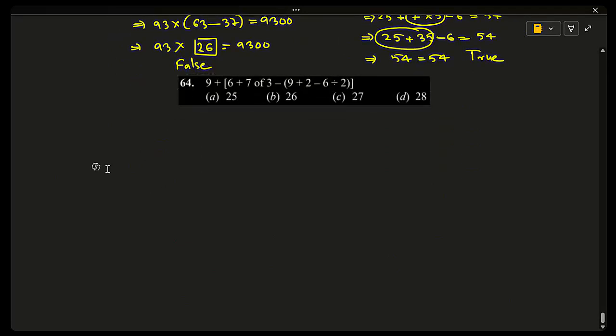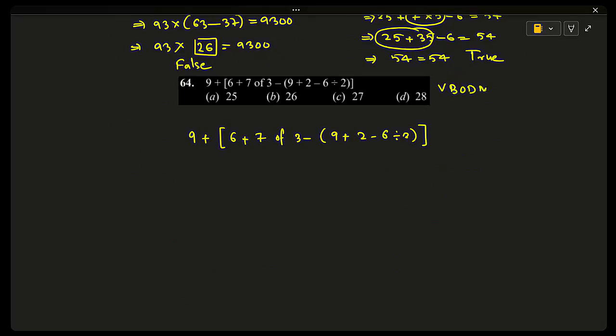Sixty-fourth one. This one we need to simplify. So shall we do it in the erasing method? 9 plus square bracket open 6 plus 7 off 3 minus small bracket open 9 plus 2 minus 6 divided by 2 close. Okay, erasing method. So we write BODMAS.